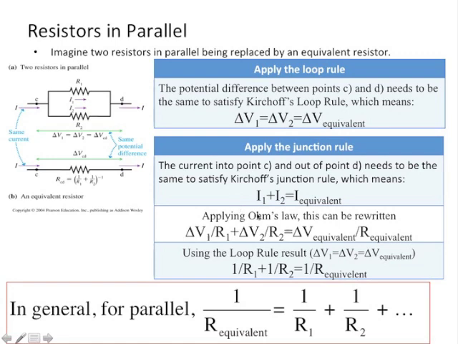We can apply Ohm's law. We know that current is the change in potential divided by the resistance. We can substitute for R1, R2, and the equivalent resistor. We can use our loop rule result, which said the change in potential across all three of those elements was the same, and we get the following relationship: 1 over R1 plus 1 over R2 is equal to 1 over R equivalent. In general, for resistors in parallel, if you have more, that's the basic relationship: 1 over R equivalent is equal to 1 over R1 plus 1 over R2 plus 1 over R3, and so on and so forth.